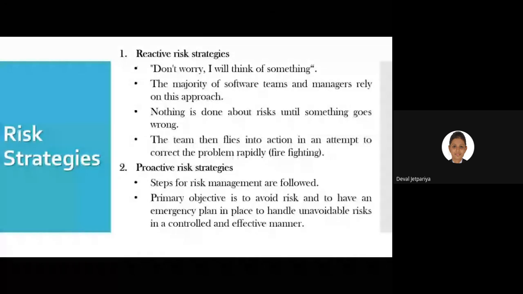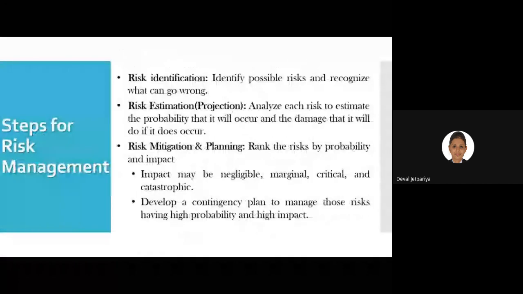So these are mainly the two strategies. Now after that, the steps for risk management.